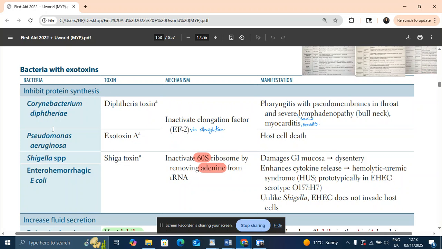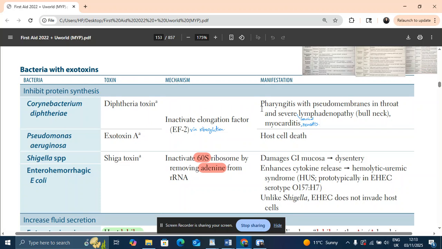So what happens with Corynebacterium diphtheriae? It causes pharyngitis with pseudomembrane formation in the throat, and also severe lymphadenopathy, which is called bull's neck, and also causes myocarditis. These two diseases, always remember.